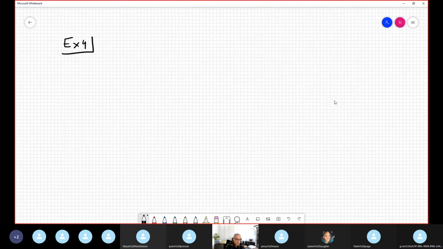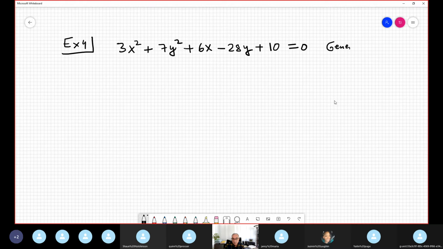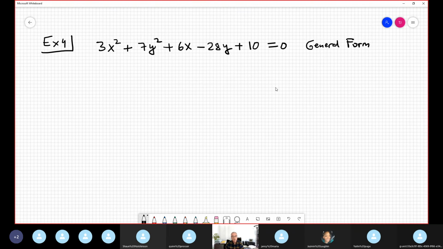Example 4 is 3x squared plus 7y squared plus 6x minus 28y plus 10 equal to 0. Okay, this is expressed in general form. General form is easy to identify because the right hand side is 0 always. Everything is moved to the left and organized in descending order of the degree: quadratic, quadratic, linear, linear, and constant. Now, you recognize immediately.